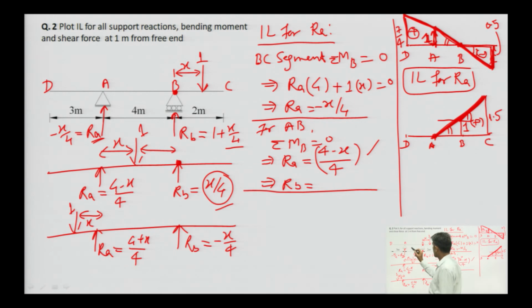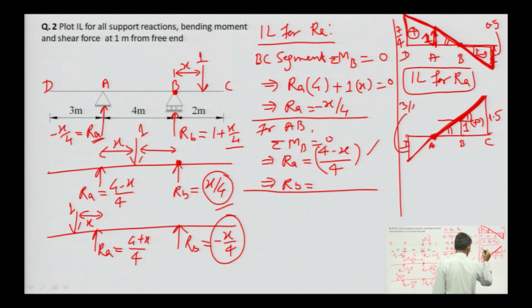Now, what will be the plot for AD? That equation will be used. When the point load is at point A, the value of x is 0, so this ordinate is 0. When the point load is at point D, this value is 3 by 4 with a minus sign. So this is the plot. This is the plot of IL for RB.